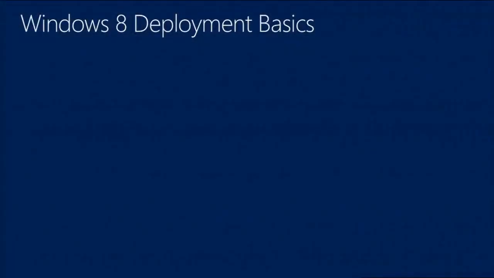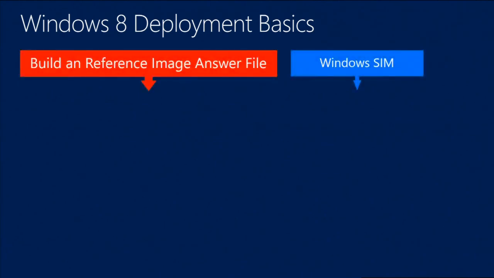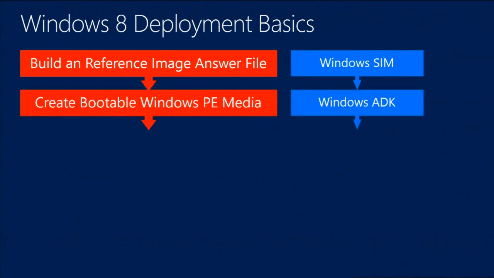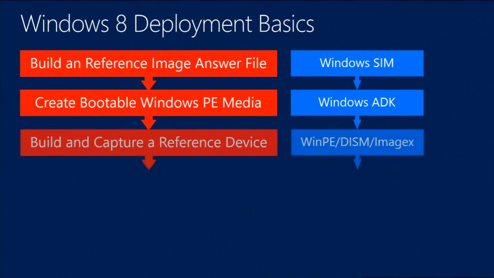So, the basics. Windows 8 deployment basics. If you wanted to create a Windows 8 image by hand, this is how you would do it. You would build a reference image answer file, and to do that, you would use the Windows System Image Manager that's part of the Windows Assessment and Deployment Kit, the Windows ADK. You would then create a bootable Windows PE environment. Again, it's provided to you through the Assessment and Deployment Kit. And then you would build and capture a reference machine using Windows PE, DISM, or ImageX. Again, all these tools are part of the Assessment and Deployment Kit. So that's to build your image.